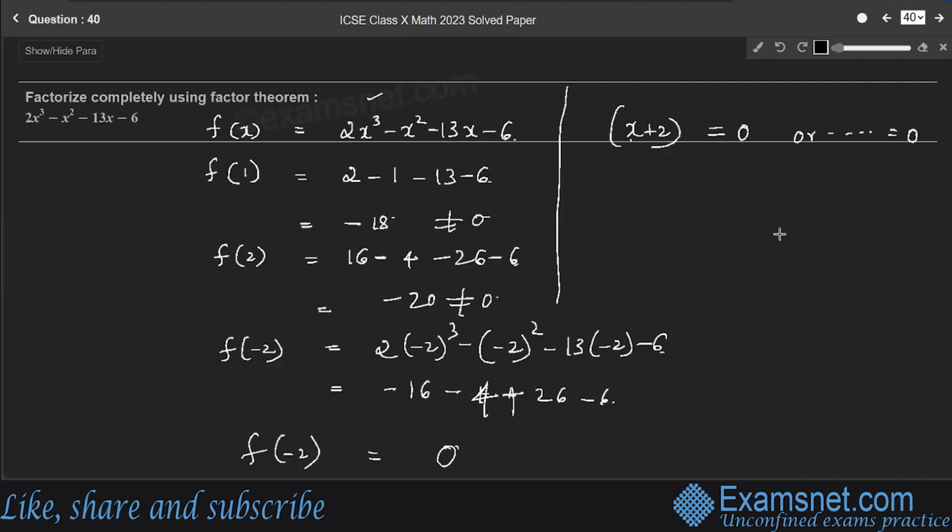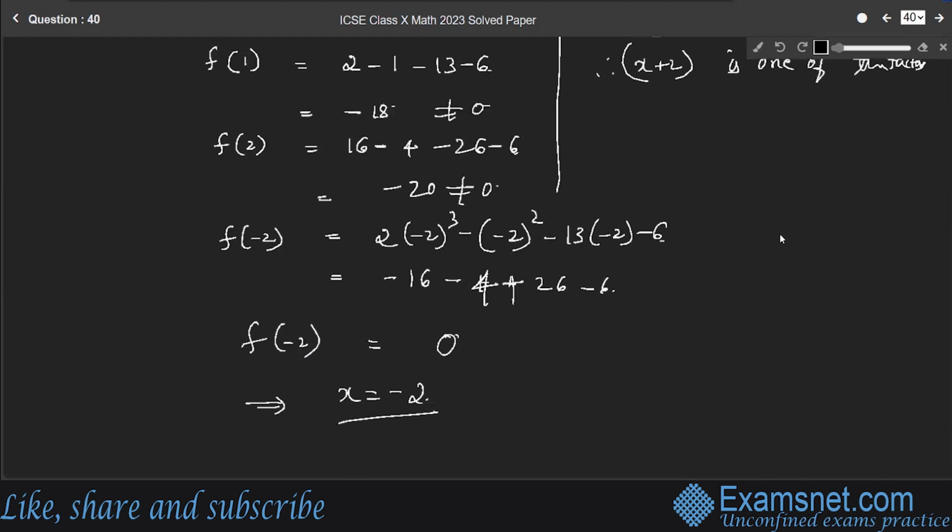It may be another factor or more than 2 factors, right? So therefore, x plus 2 is one of the factors, right? Now, how to find another factor using the factorization method?